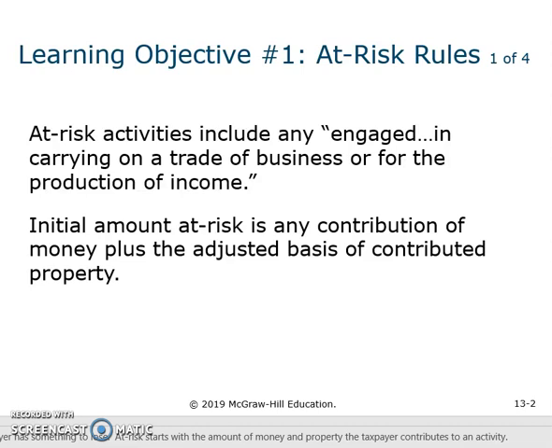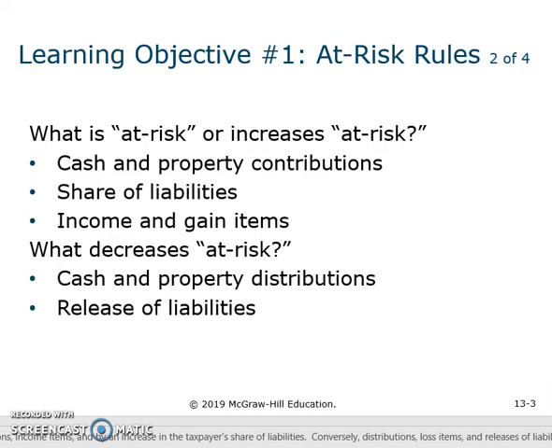The initial amount at risk is any contribution by a taxpayer of money and/or the adjusted basis of contributed property. Cash and property contributions, shares of liability, and income and gain items are going to increase a taxpayer's at-risk amount, and property and cash distributions from a business, along with a release of liabilities, would decrease a taxpayer's at-risk amount.